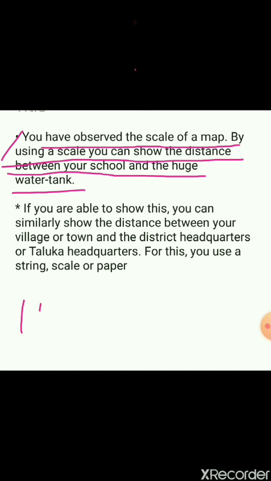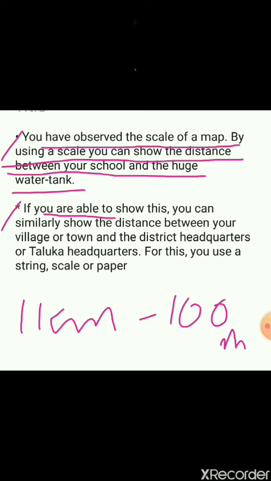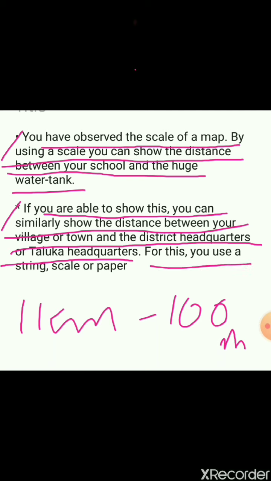So take 1 kilometer as how many meters, that is 1000 meters, and the activity you need to do is from your house to the water tank. How much distance you are far away, you need to find that. Next, if you are able to show this, you can similarly show the distance between your village or town and the district headquarter or taluka headquarter. For this, you use a string, a scale or a paper. String means the tape used for measuring the length of a particular thing, that you can do.